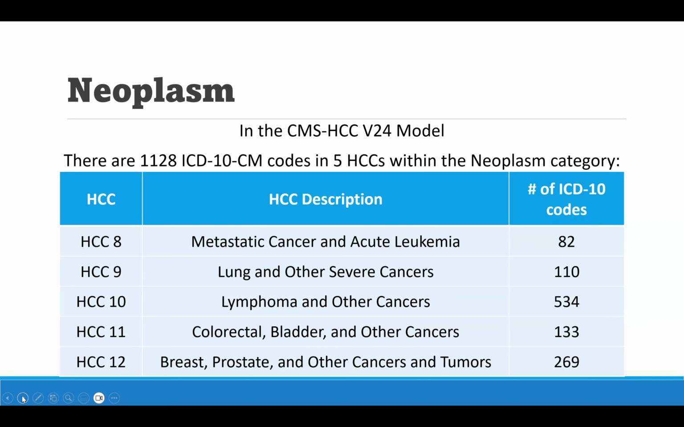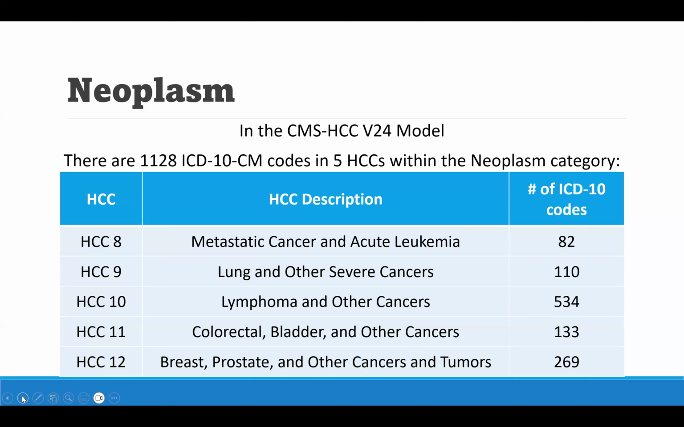We are moving from the V24 model to the V28 model. I just want to take a moment to highlight some differences here. In the V24 model, we had 5 HCCs in the hierarchy of neoplasm. They were HCC 8, 9, 10, 11, and 12.